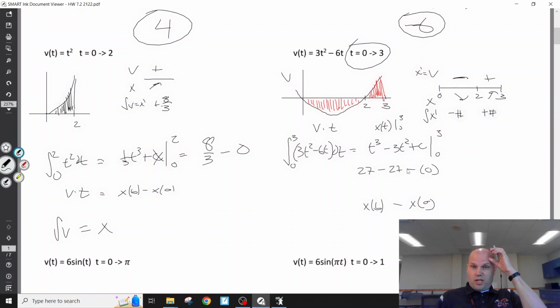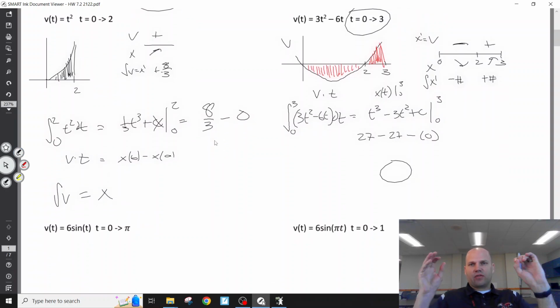Oh my gosh, is this right? This is great. 0. Getting an answer of 0 is a great answer. Why is getting an answer of 0 a great answer? Because it's telling me however far I move to the right, I move that same amount to the left. Okay? And I ended up where I started.